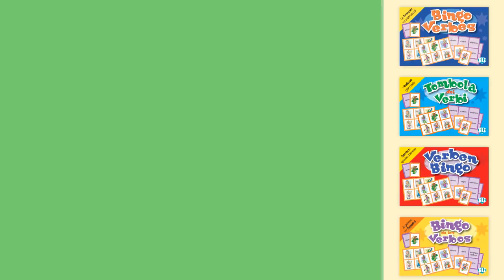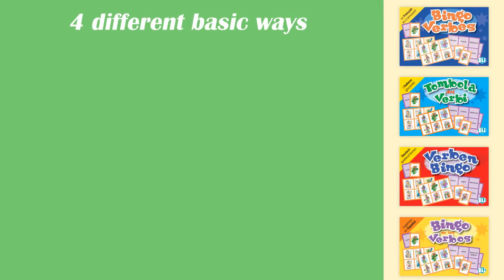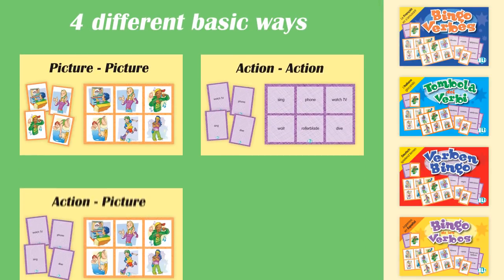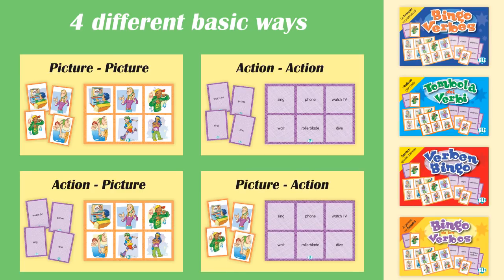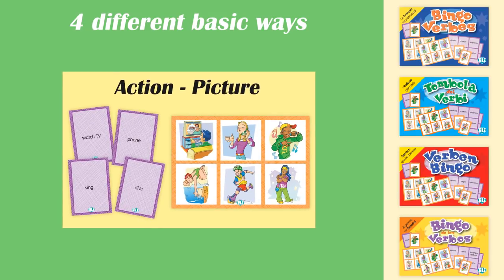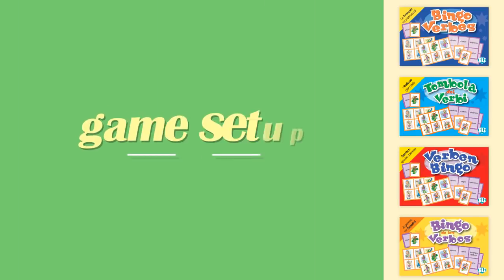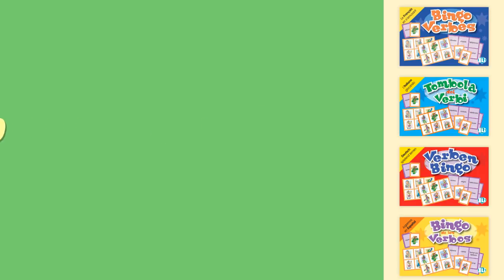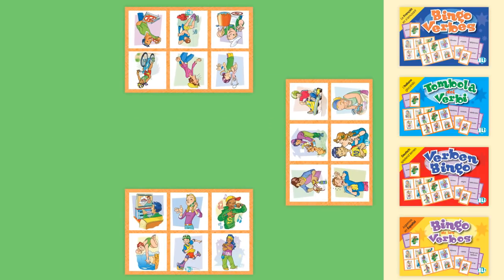Verb Bingo is based on the traditional bingo and can be played in 4 different basic ways to match pictures and written verbs on cards and boards. Let's see, for instance, how a picture action game works. Players are given 1 board each. Verb cards are shuffled. The picture side of the bingo boards in front of the players is up.